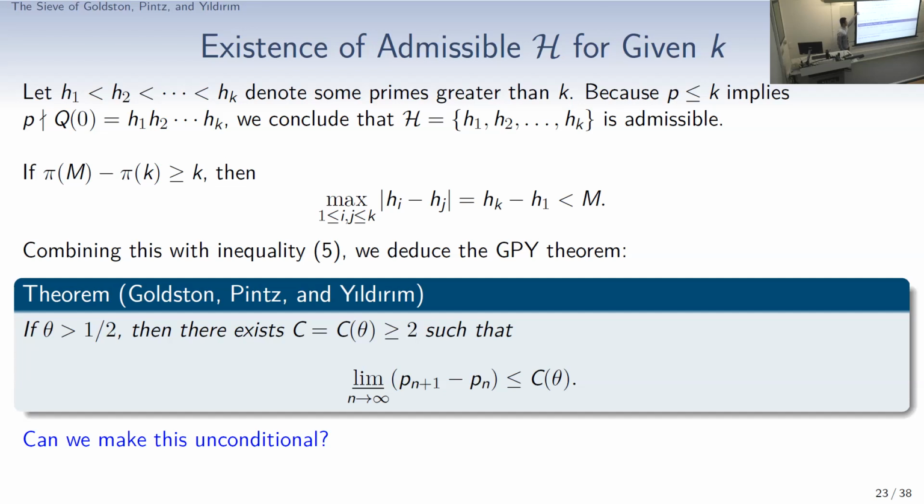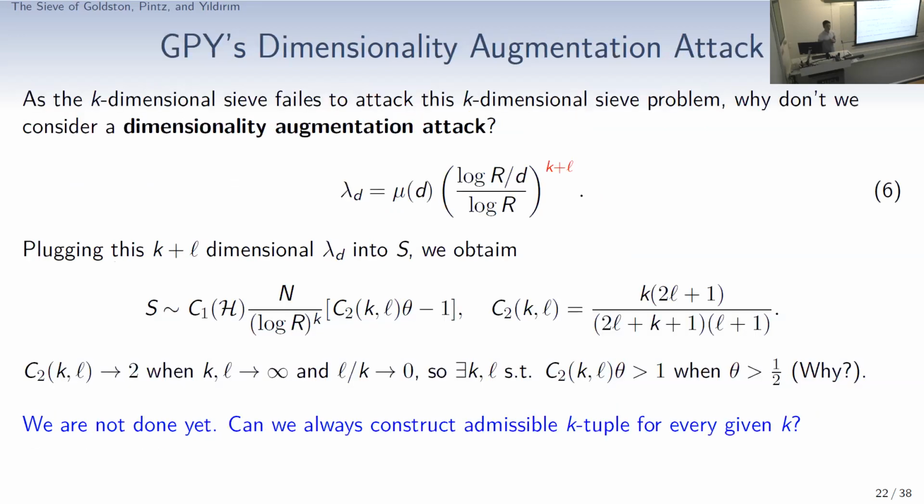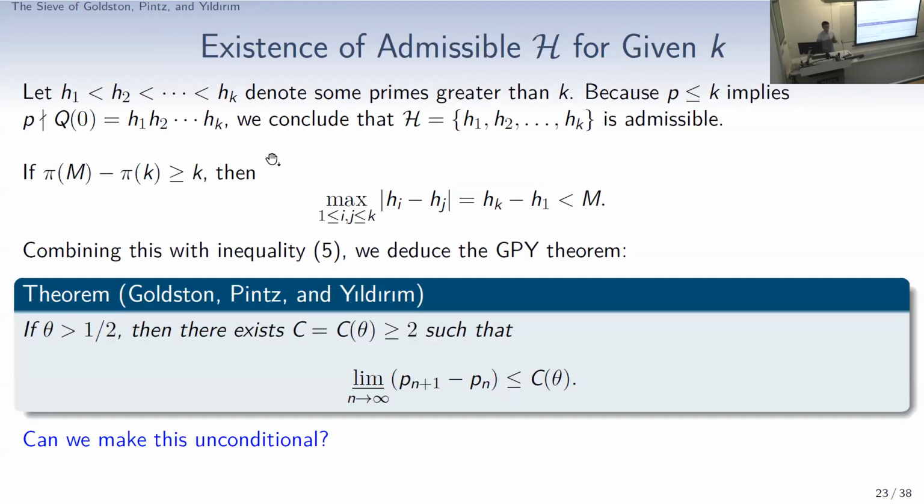These two conditions ensure that this construction makes h1 up to hk form an admissible tuple. And the conclusion is that, if theta is greater than 1/2, we can choose some k to make this quantity greater than 0. And this k, which depends on theta, also allows us to choose an admissible tuple. And this admissible tuple is going to allow us to produce an upper bound for the bounded gaps between primes.